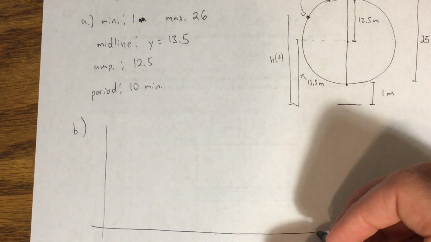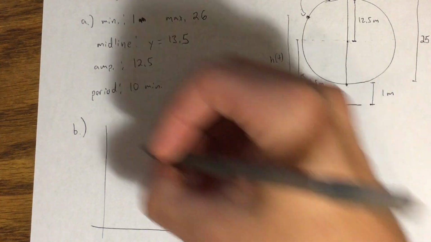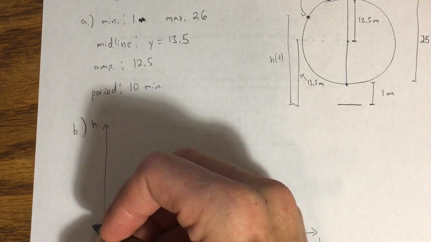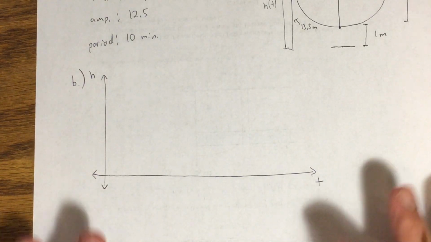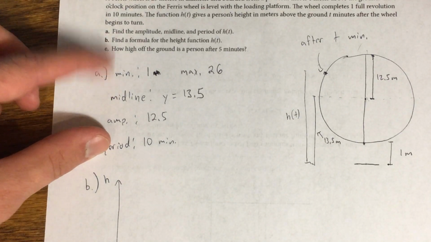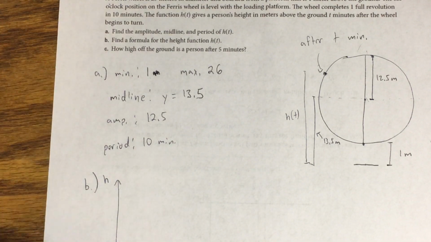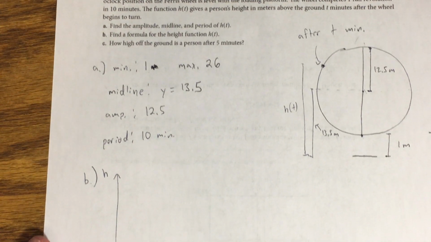Okay, so this is going to be my t-axis. This is going to be my h-axis for my height. And we're going to start the clock at 0. Now I can use this information to reverse engineer this thing. I can draw the graph and then come up with a function after that.